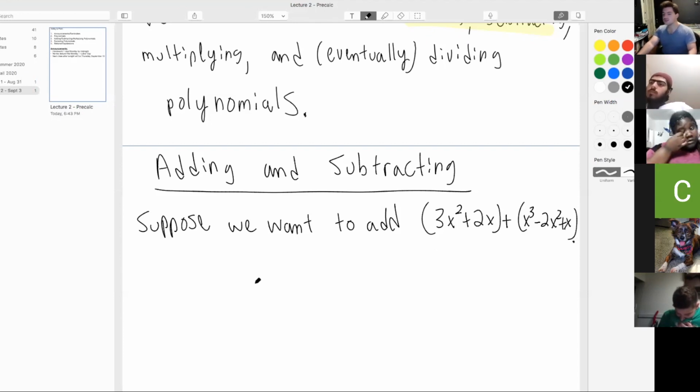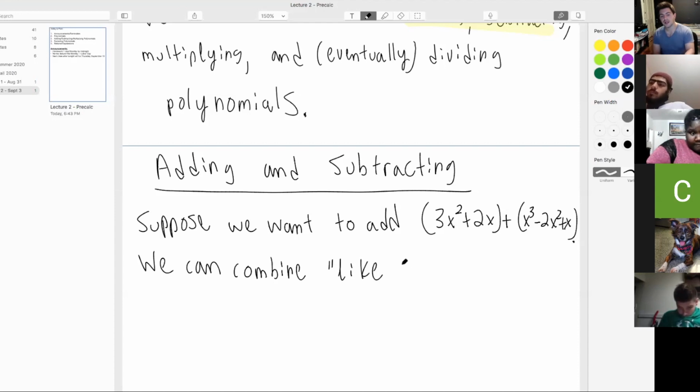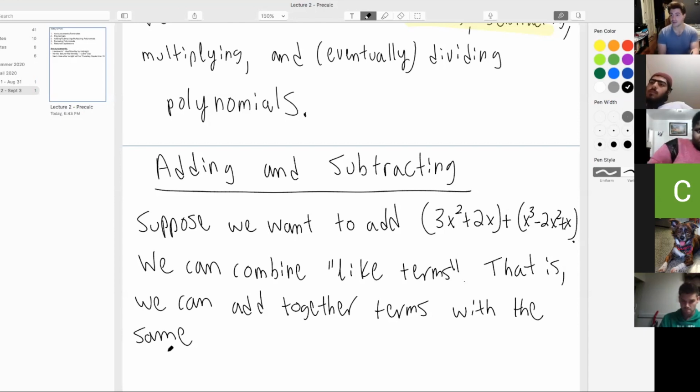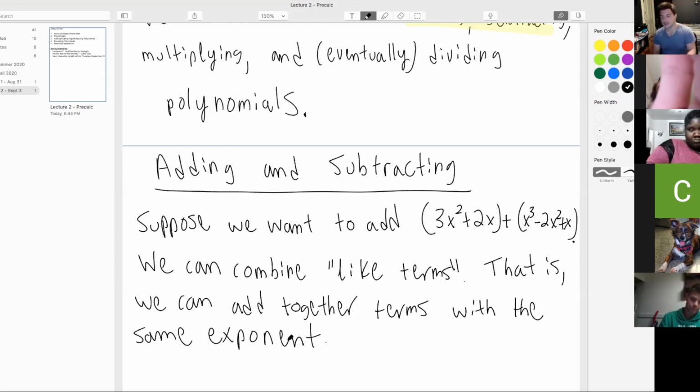The way we do this is that we can combine "like terms." More precisely, we can add together terms with the same exponent. It's kind of like what we did on Monday when we were adding radicals. You can only add radicals with the same radicand. We can only add together terms with the same exponent. That's kind of the analogy.